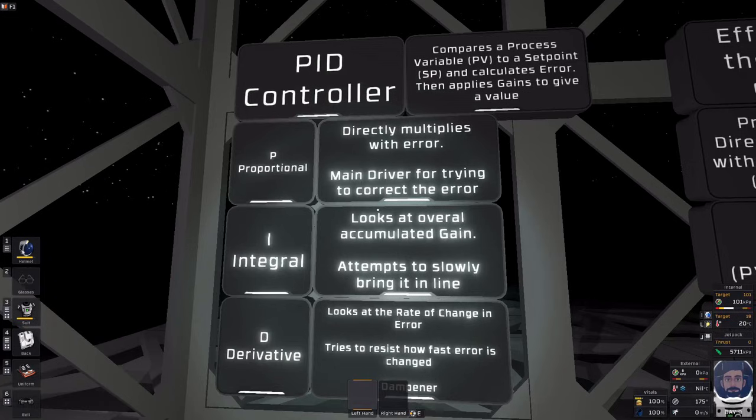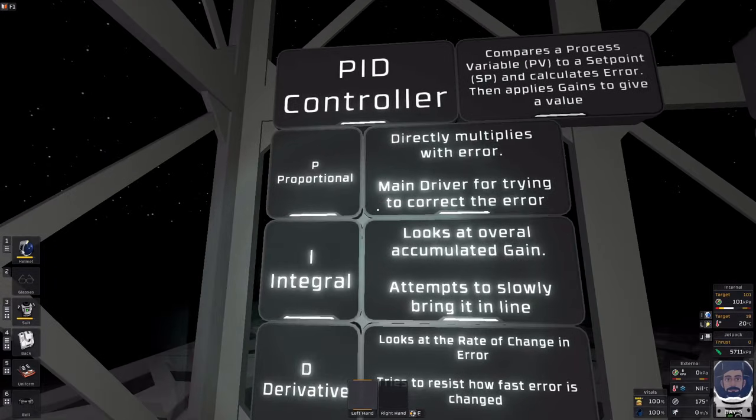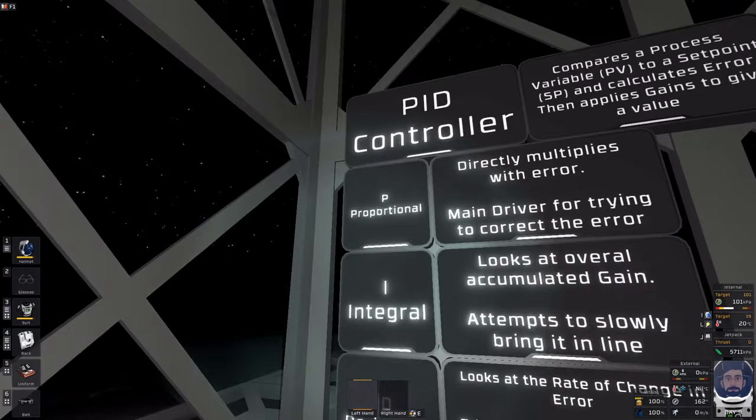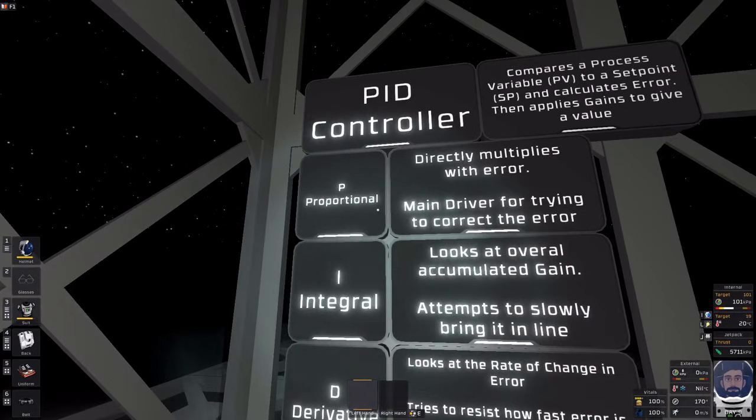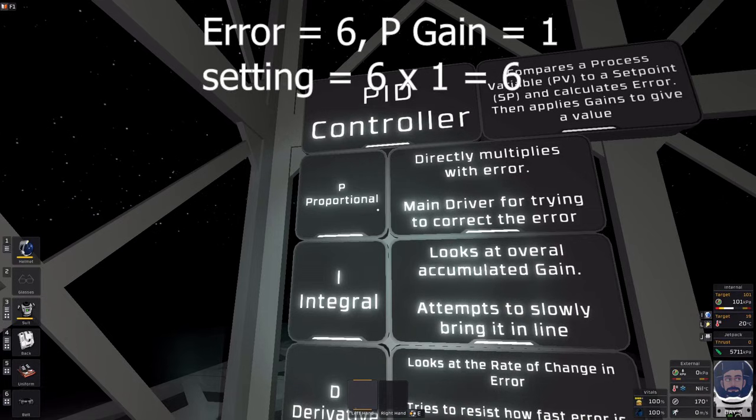So let's go over the 3 gains. The first one, of course, is the proportional gain. This just directly multiplies with the error you calculate. So, 66 minus 60, you have an error of 6. Depending on what your proportional gain is, this multiplies with your 6 to spit out a number. If your proportional gain is 1, then all it spits out is 6. If your proportional gain is 2, it'll spit out 12, and so on and so forth.